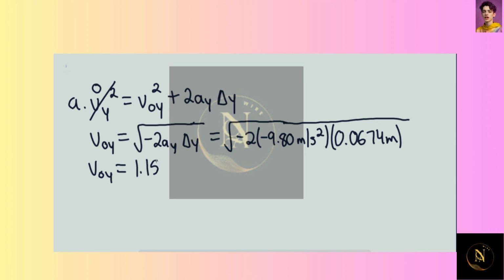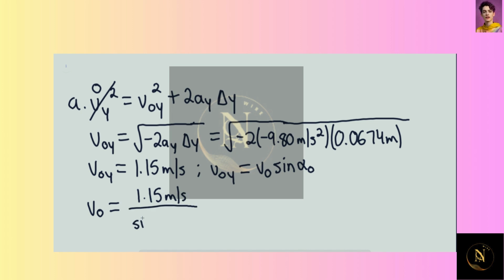meters per second. We know that here the initial velocity in the y direction is equal to the initial velocity times sine of the initial angle. So essentially, the initial velocity of the grasshopper is going to be equal to 1.15 meters per second divided by sine of 50 degrees. And this is equal to 1.50 meters per second. This would be the initial velocity of the grasshopper for part A.